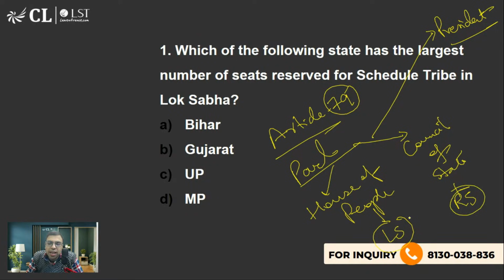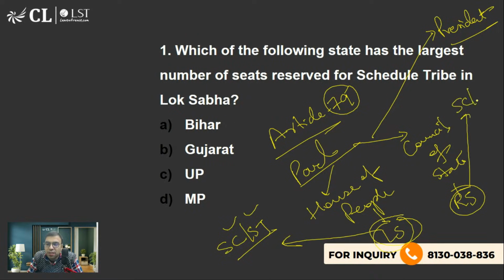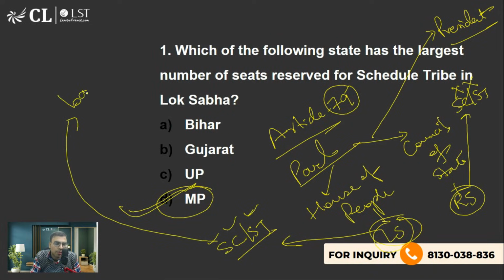And please be aware, in House of People, that is in Lok Sabha, we have reservation for Scheduled Caste and Scheduled Tribe. But there is no such case in Rajya Sabha. We do not have any Scheduled Caste or Scheduled Tribe seats. So the right answer here is D, Madhya Pradesh. And of course the reservation of Scheduled Caste and Scheduled Tribe is based on proportion. That is also what you should be knowing.